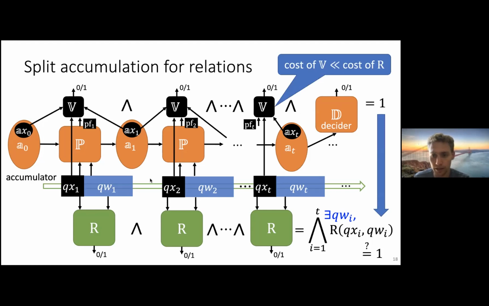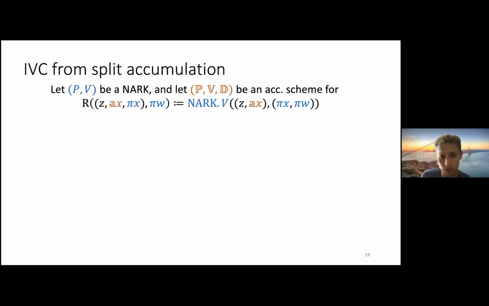So the important thing here now is that the verifier now has to read very little. We can split our accumulation scheme into inputs and witnesses, and the verifier only really has to read these instances. And yeah, I'll talk about the security property in a second. But this is the difference between split accumulation and normal accumulation.